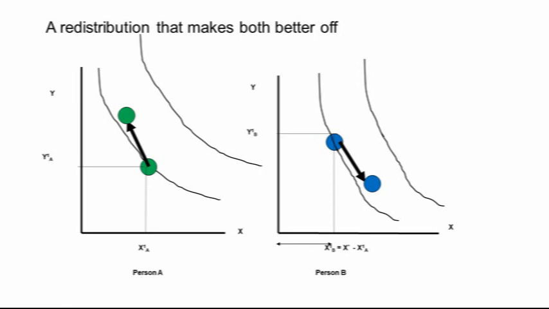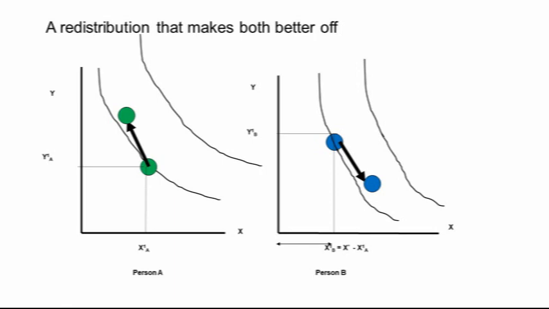But if, for example, I gave person A more of good Y and less of good X, remembering that the trading line for person B has to be the exact same line in the opposite direction, it's possible for person A to move to an indifference curve that's farther away from the origin, and for person B to also move to an indifference curve that's farther away from the origin. And that's going to depend a little bit on the shape of the indifference curves.